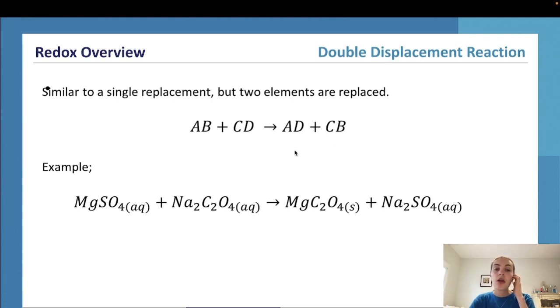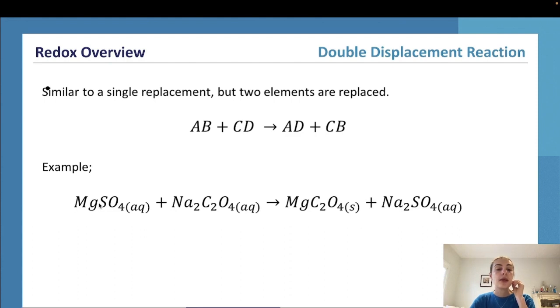So we can see that there's this double switch over between these existing compounds to then form these new compounds. So an example which we have here is we've got magnesium sulfate plus sodium bicarbonate makes magnesium bicarbonate and sodium sulfate. So in this particular reaction, we want to determine what our charges are that we're starting off with and what is changing, so we can determine what is being oxidized and what is being reduced.